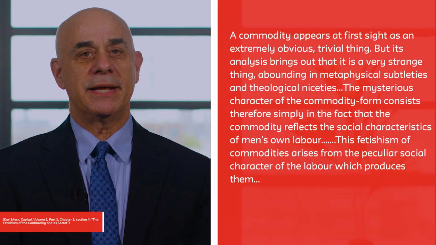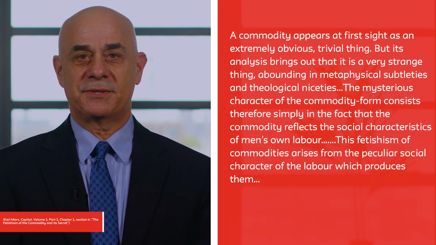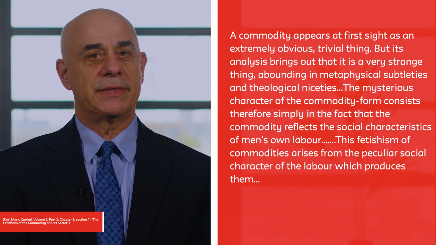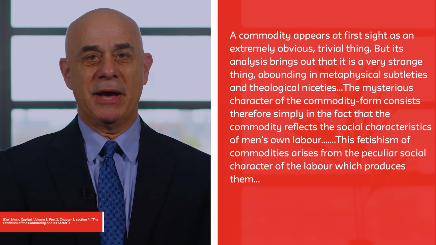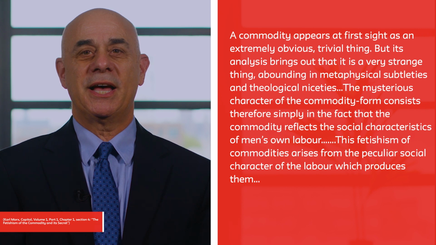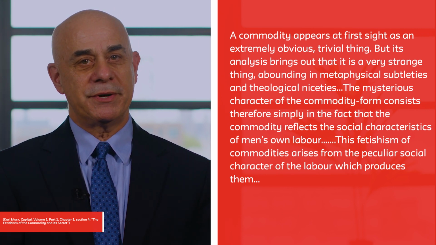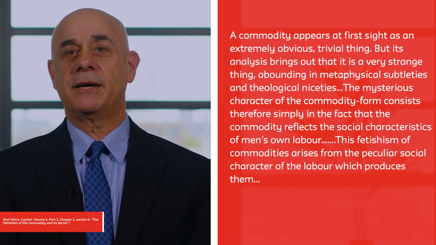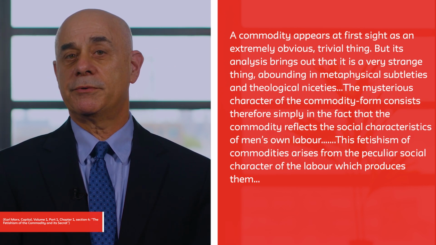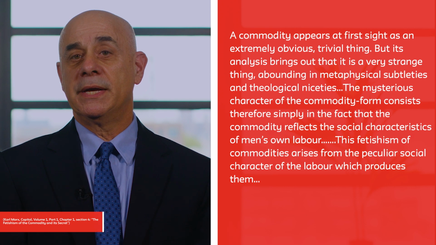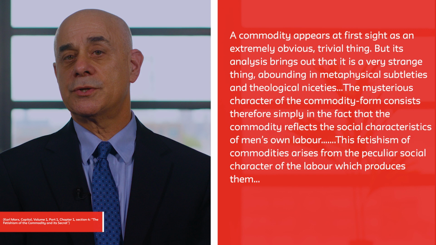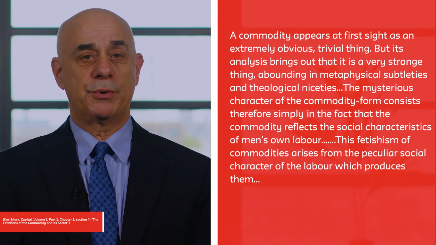Here is some of his 19th century prose. A commodity appears at first sight as an extremely obvious, trivial thing, but its analysis brings out that it is a very strange thing, abounding in metaphysical subtleties and theological niceties. The mysterious character of the commodity form consists, therefore, simply in the fact that the commodity reflects the social characteristics of men's own labor. This fetishism of commodity arises from the peculiar social character of the labor which produces them.